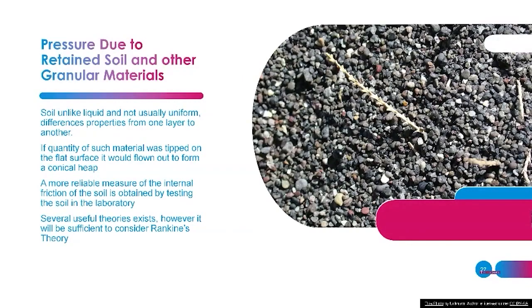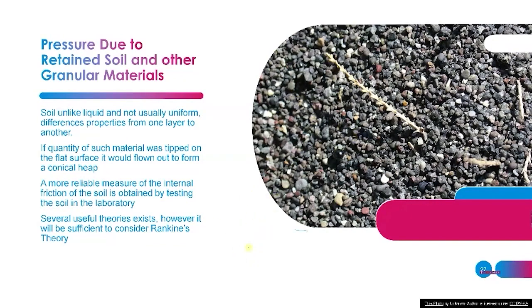Next is pressure due to retained soil and other granular material. Soil, unlike liquid, is not usually uniform. Differences in properties from one layer to another. The whole layer of soil, bukan daripada top to bottom, jenis soil dia adalah sama. So different properties. If a quantity of each of such material was dipped on a flat surface, it would flow out to form a conical heap.